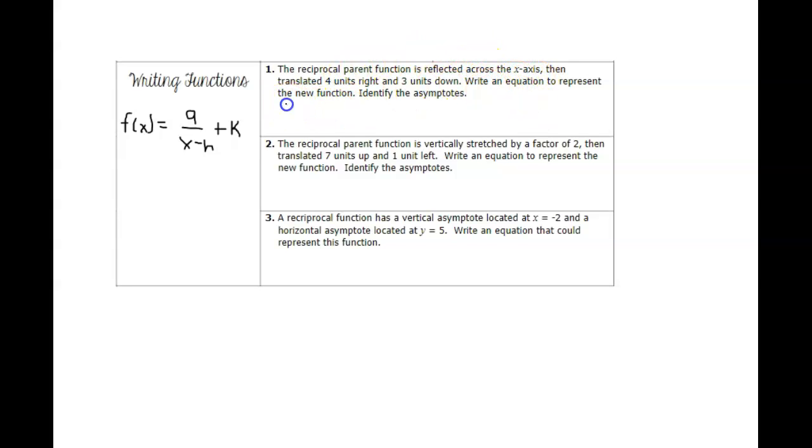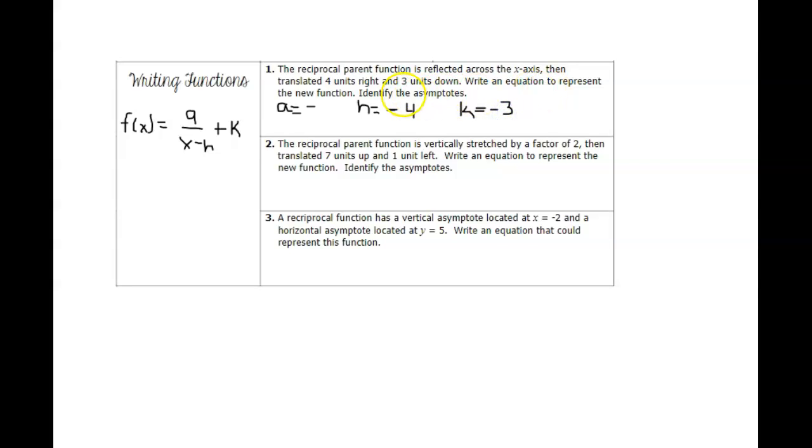So if I think about my a value, I know that my a value has to be a negative number, so I'm just going to put a negative there. It is translated 4 units to the right. What controls the right and left movement is my h value. If I am going to the right, that means h also has to be negative, a negative 4, right? And it goes down k units. Well, my k is also negative. It is my up and down shift, and it has to be a negative 3.